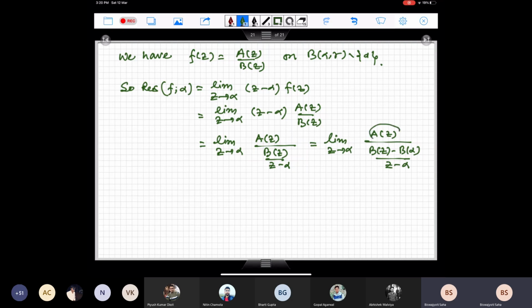Now tell me, if I take z tends to alpha, what is the limit of the numerator?